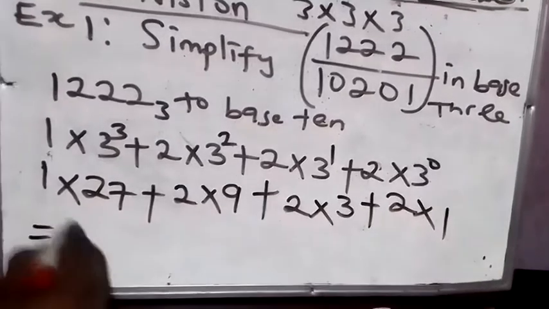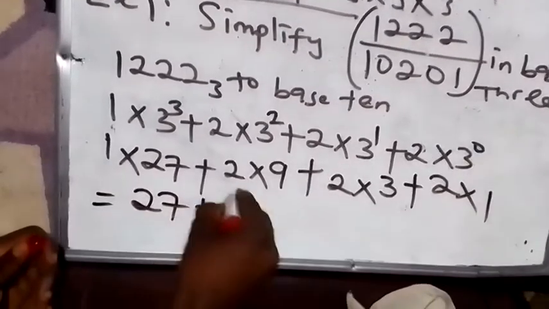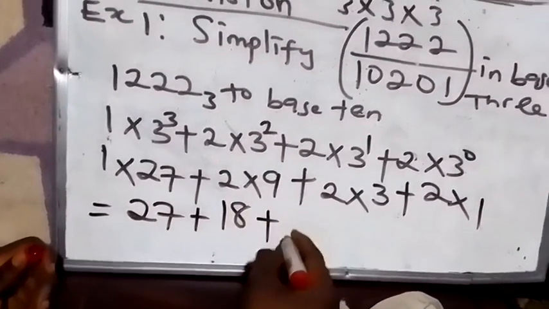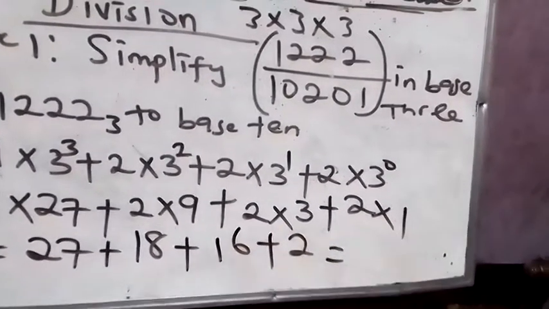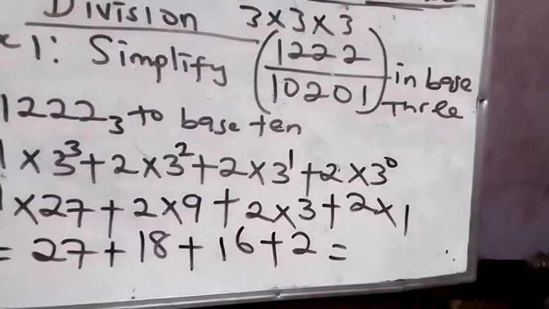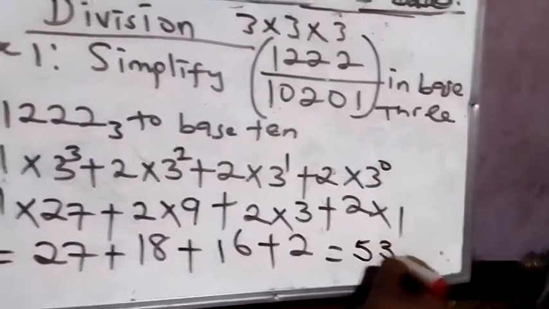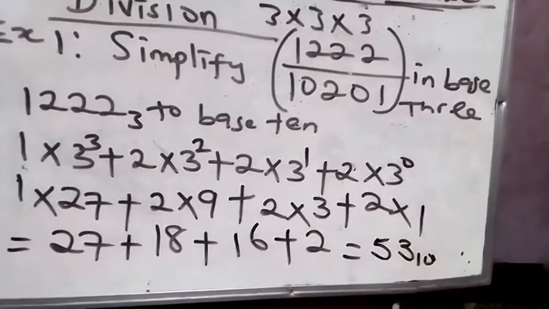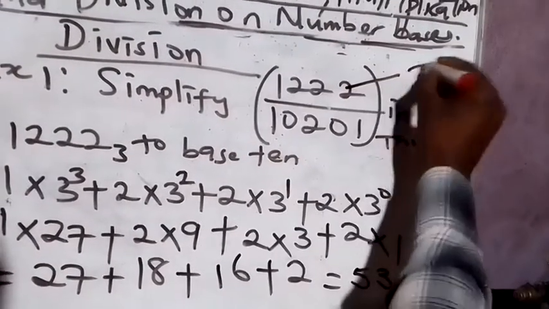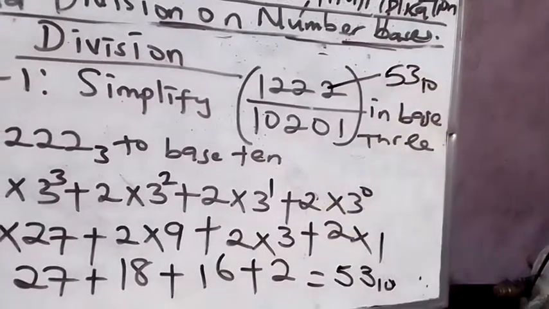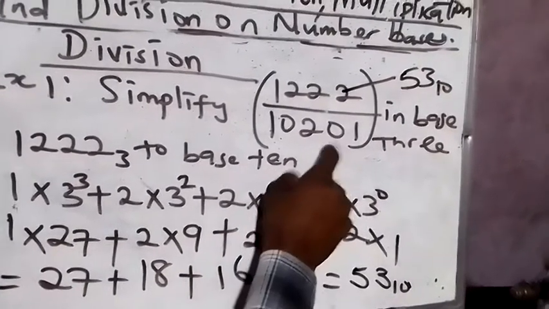So 1 times 27, that is 27. Plus 2 times 9, 18. Plus 2 times 3, that's 6. Plus 2 times 1, that's 2. So if you add all of these together, you are going to have 53. That means 53 base 10. So this one has given us 53 base 10. So we are going to convert the denominator also to base 10.